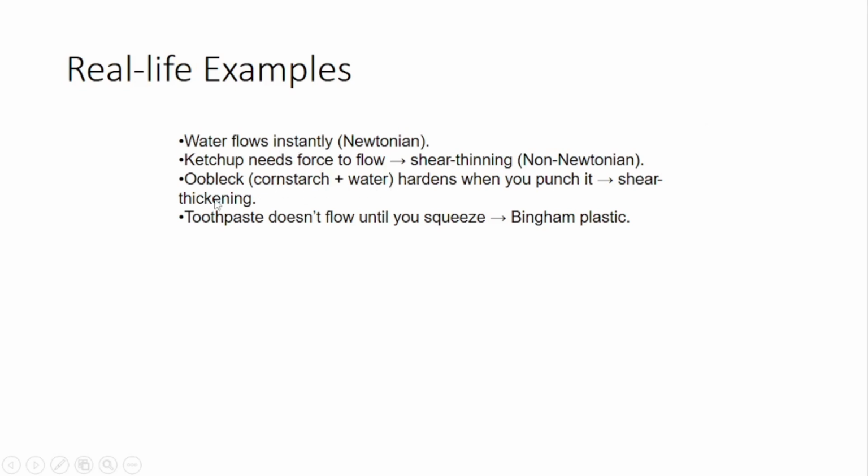Cornstarch in water makes oobleck, which hardens when you punch it. Basically, whenever you apply pressure on it, it becomes harder, and if you do not apply any pressure, then it acts as a liquid. This happens because of shear thickening. The other one is toothpaste, which doesn't flow until you squeeze, an example of the Bingham plastic.